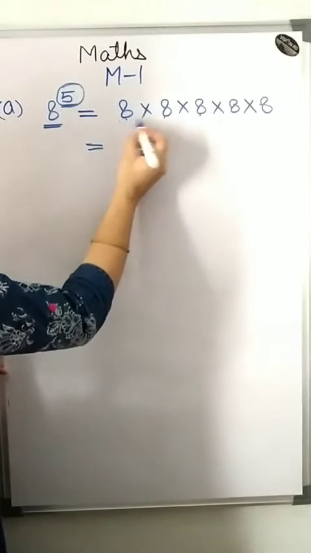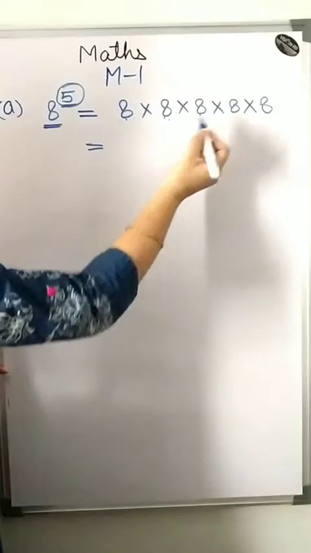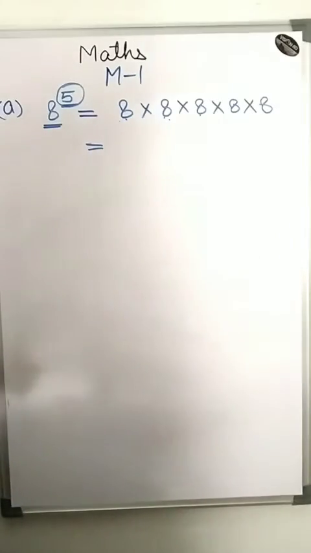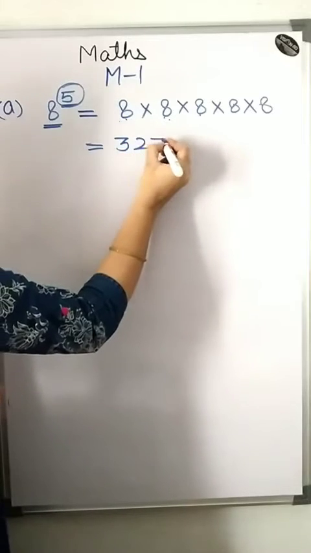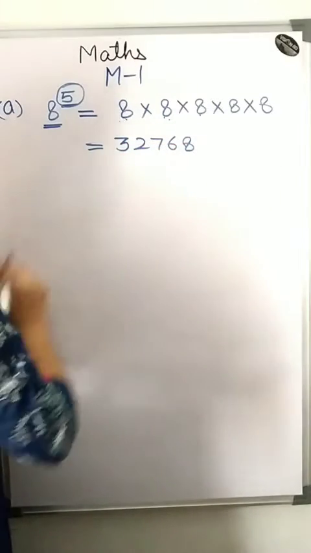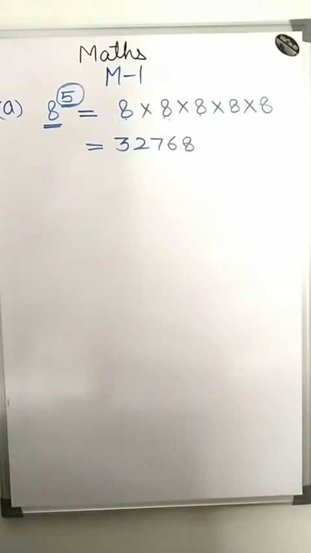Then what is the answer? 8 into 8 is 64, 64 into 64. Then you multiply them and you will get the answer 32,768. So this is the way to calculate this.